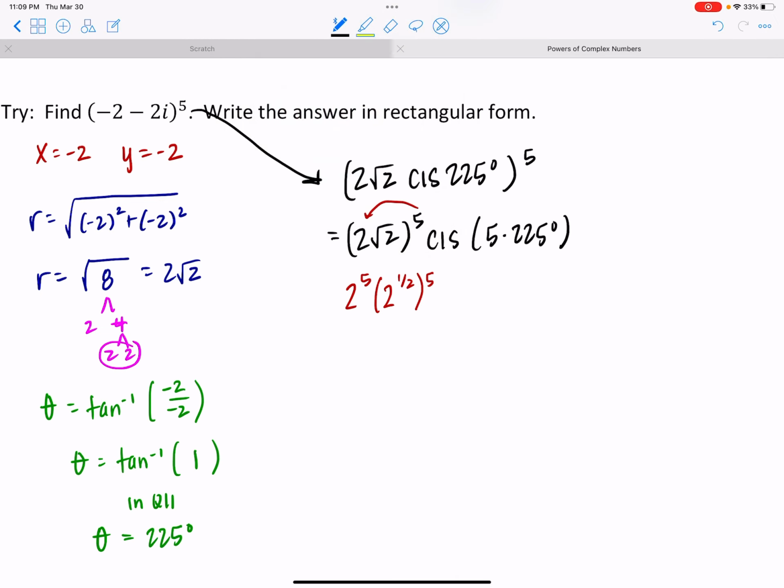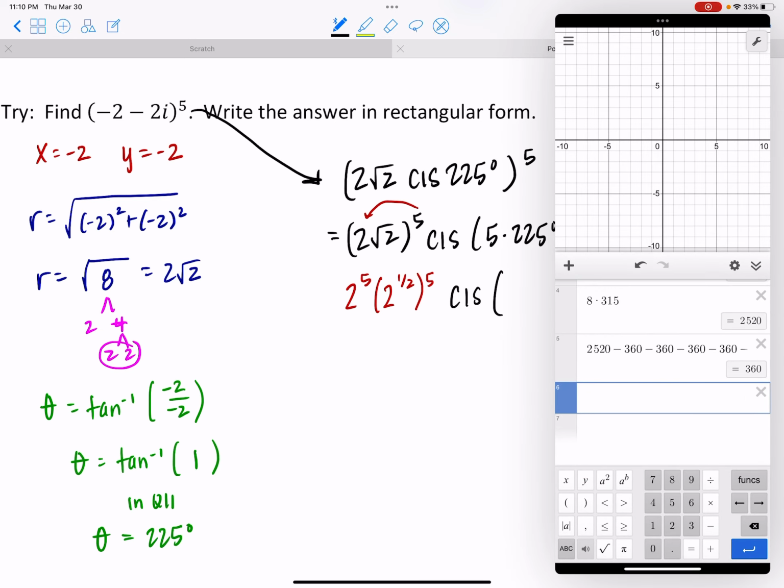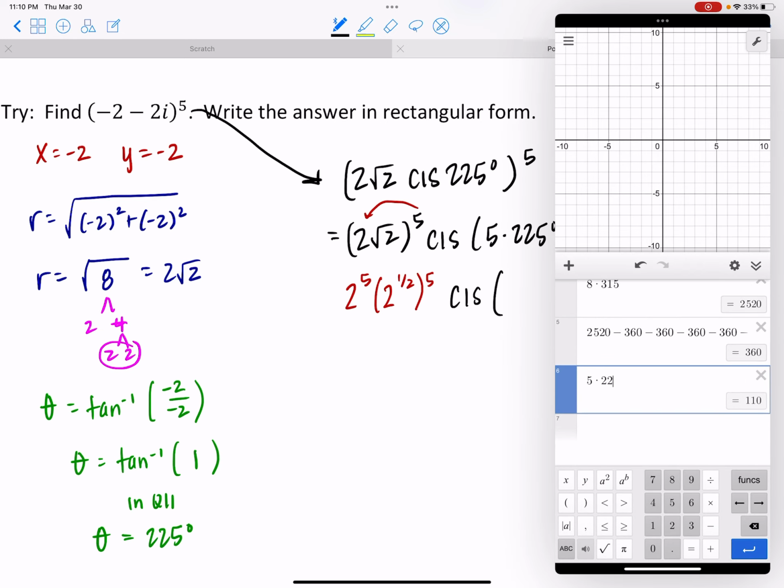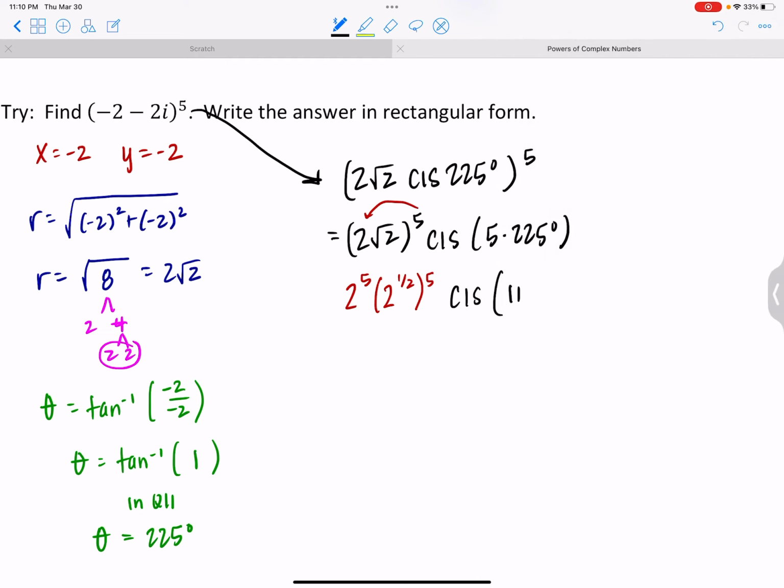So then we have this cis over here. This is an easy product, so let's deal with that. 5 times 225, which is going to be 1,125 degrees.